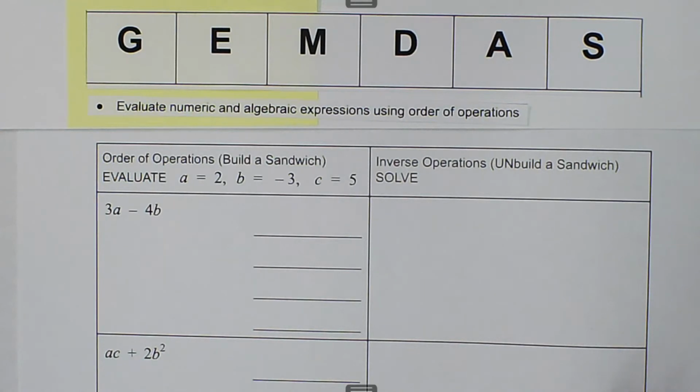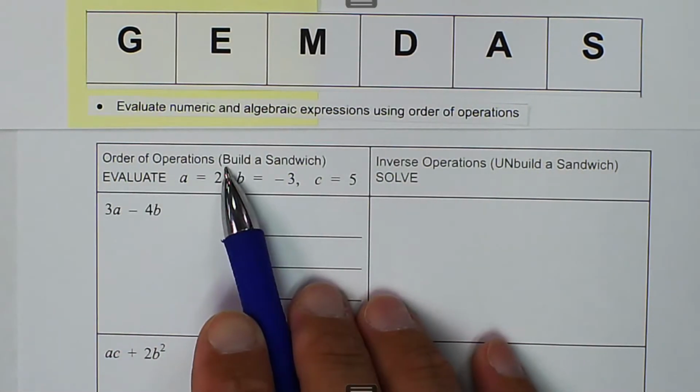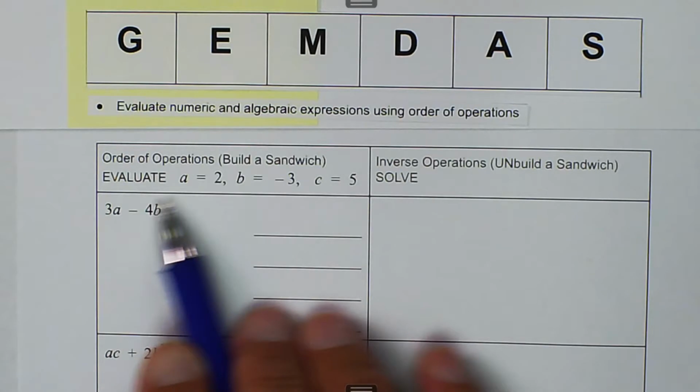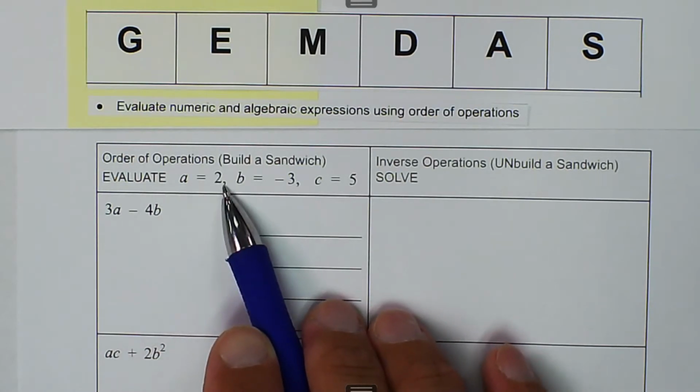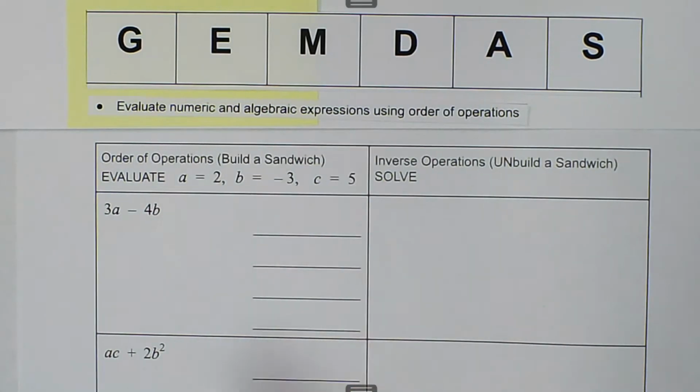We were talking about GEMDAS and using that as a process to evaluate numeric and algebraic expressions to remember order of operations. So in this case, we want to use order of operations to build the sandwich and evaluate when A is equal to 2, B is equal to negative 3, and C is equal to 5. So we'll use that for all these examples on the left-hand side.